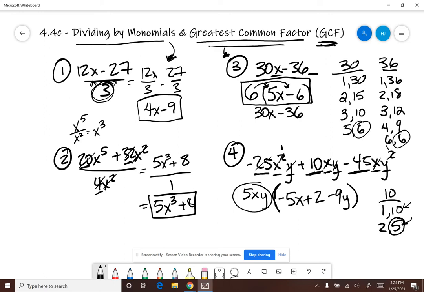So hopefully that's been beneficial to you. Again, these 4 problems you will see again on your practice. So you only have really 12 problems that you need to do. But these are going to really help us when it comes to moving on to factoring.